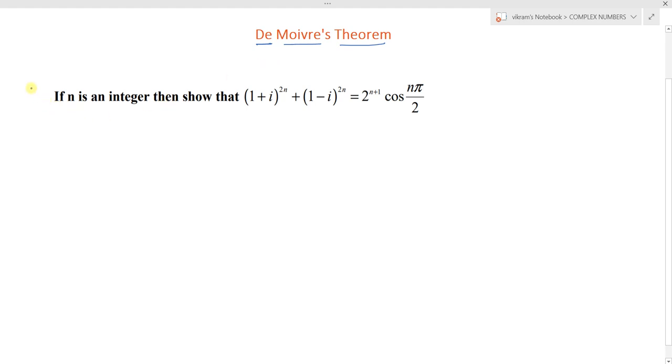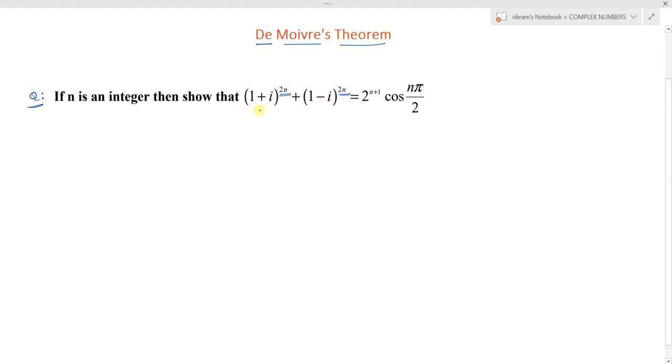Now here the question is: if n is an integer, then show that (1 + i)^2n + (1 − i)^2n is equal to 2^(n+1) cos(nπ/2). We know that De Moivre's theorem is used to find the powers of a complex number. Here the complex numbers are (1 + i)^2n and (1 − i)^2n, so we have to apply De Moivre's theorem.